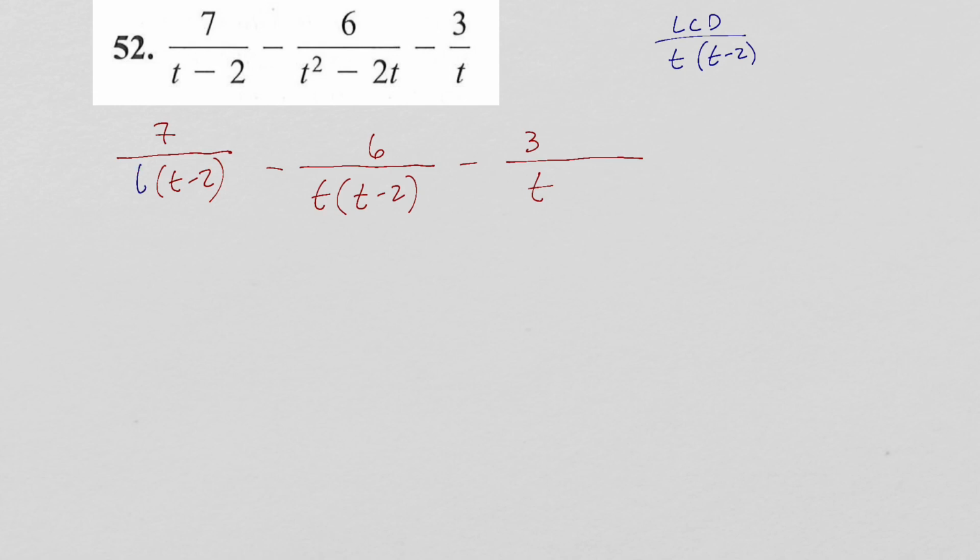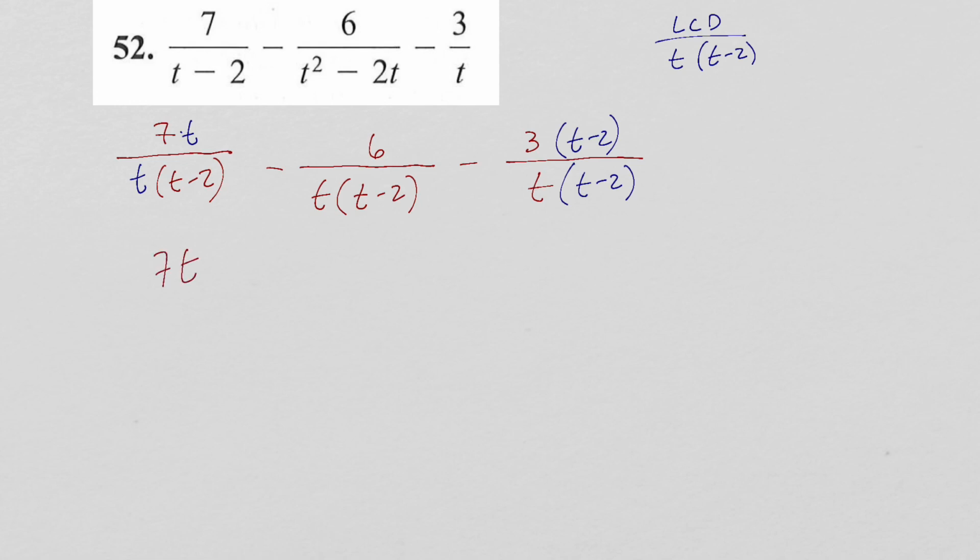So this has to be multiplied by a t to make it look like that. So we do the same thing to the top. This middle one doesn't have to change. This one on the right we have to multiply by t minus 2. And we do that to the top as well. So now we've got 7t.